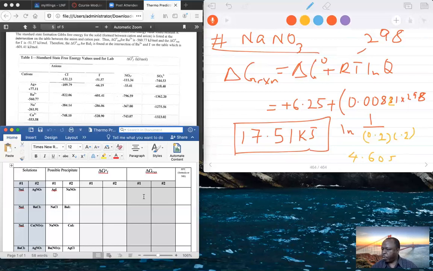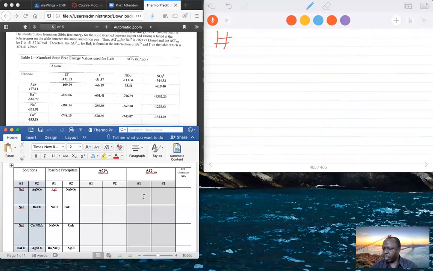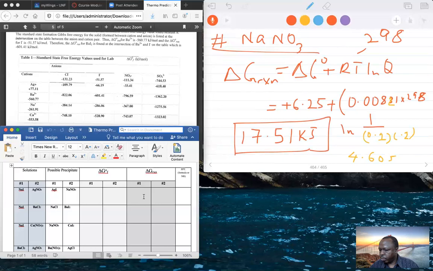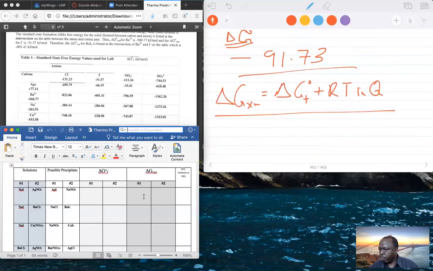Then I do the same thing for number 2, that is silver iodide, solid. Delta G of the reaction at non-standard state is given by delta G naught plus RT ln of Q. Which is what? This was right here. Delta G naught, it is negative 91.73.